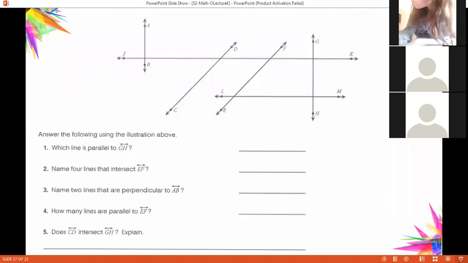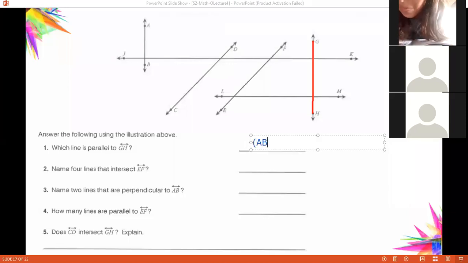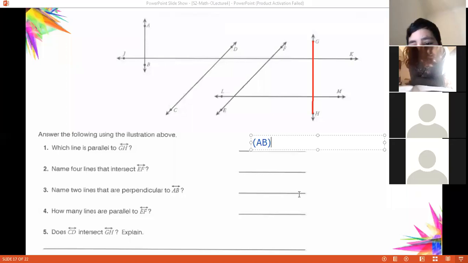I'm going to ask you a question and you have to answer. Which line is parallel to GH? This is DH. Which line is parallel to GH? Bravo, Talia. AB. Bravo, Talia, excellent. It's AB. It's line AB. It's parallel to GH. Excellent, Talia.